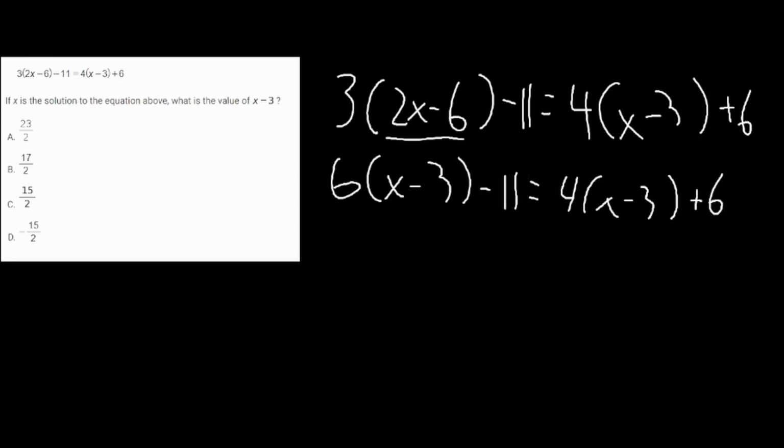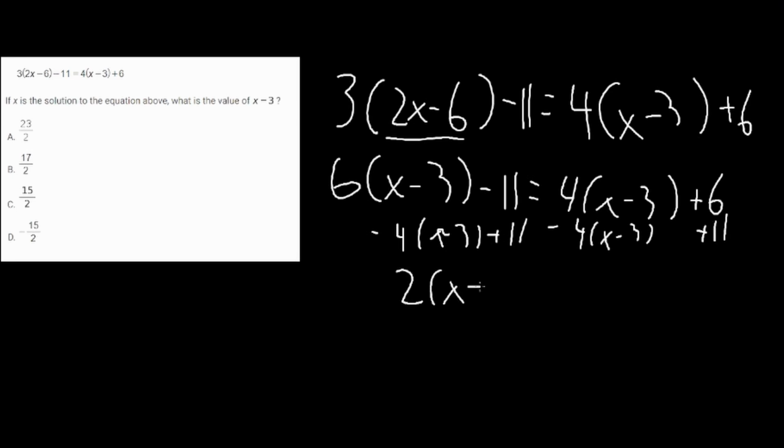What we can then do now is subtract 4(x minus 3) from both sides, and we can add 11. This will give us 2 times (x minus 3) equals 17. We can then divide that by 2, giving us x minus 3 equals 17 halves, thereby giving us answer choice B.